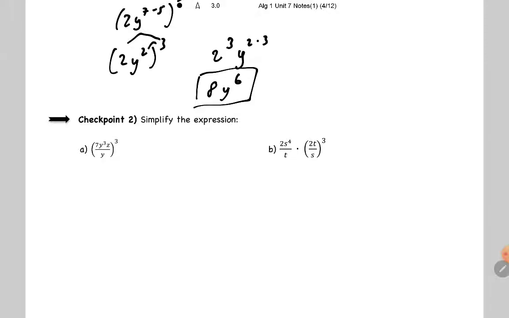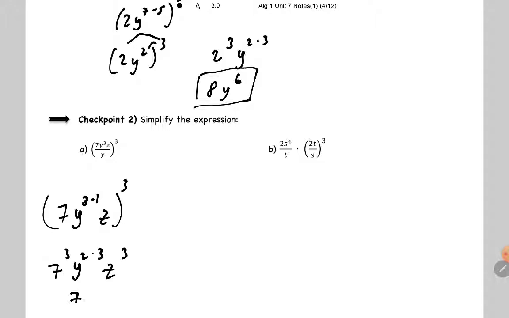All right. So we have y cubed. So that's 3 y's up top, 1 on the bottom. That means this is going to be 2 y's up top, but just to show the math, 7y to the 3 minus 1 z, and all this is in parentheses to the 3rd power. So distribute this 3, so this is 7 to the 3rd. Okay, that's y to the 2nd times this 3 now, and then z cubed. So we have 7 y to the 6th z cubed.